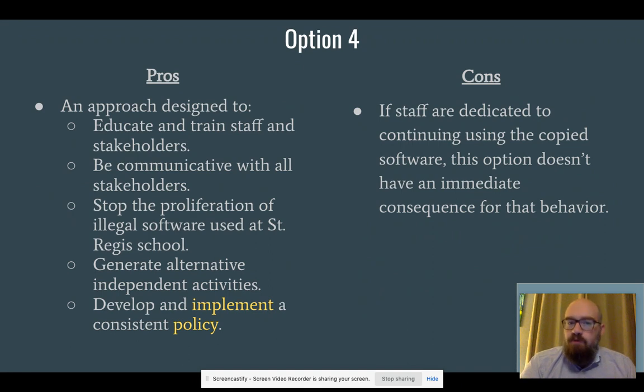When we look at option 4, it's an approach that's designed to educate and train staff and stakeholders. It's designed to be communicative. It's designed to stop the proliferation of illegal software used at St. Regis School. It's designed to generate alternate independent activities, and it's also designed to develop and implement a consistent policy. The con to this is that if there are staff who are dedicated to continuing to use illegally copied software, there's not an immediate consequence for that behavior.